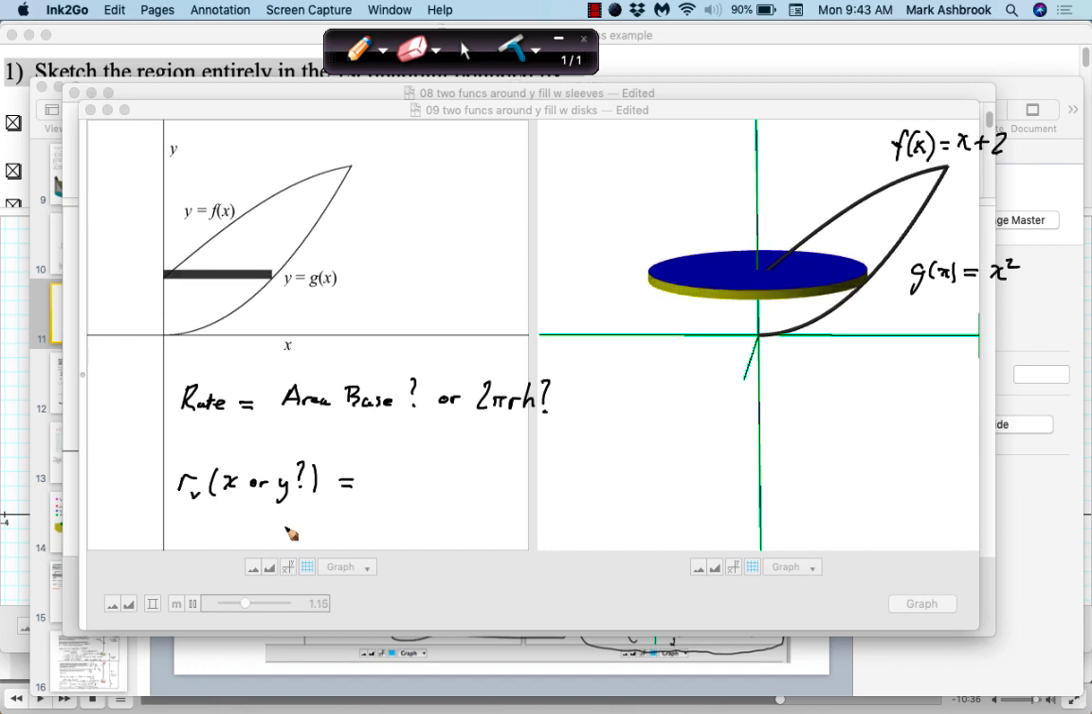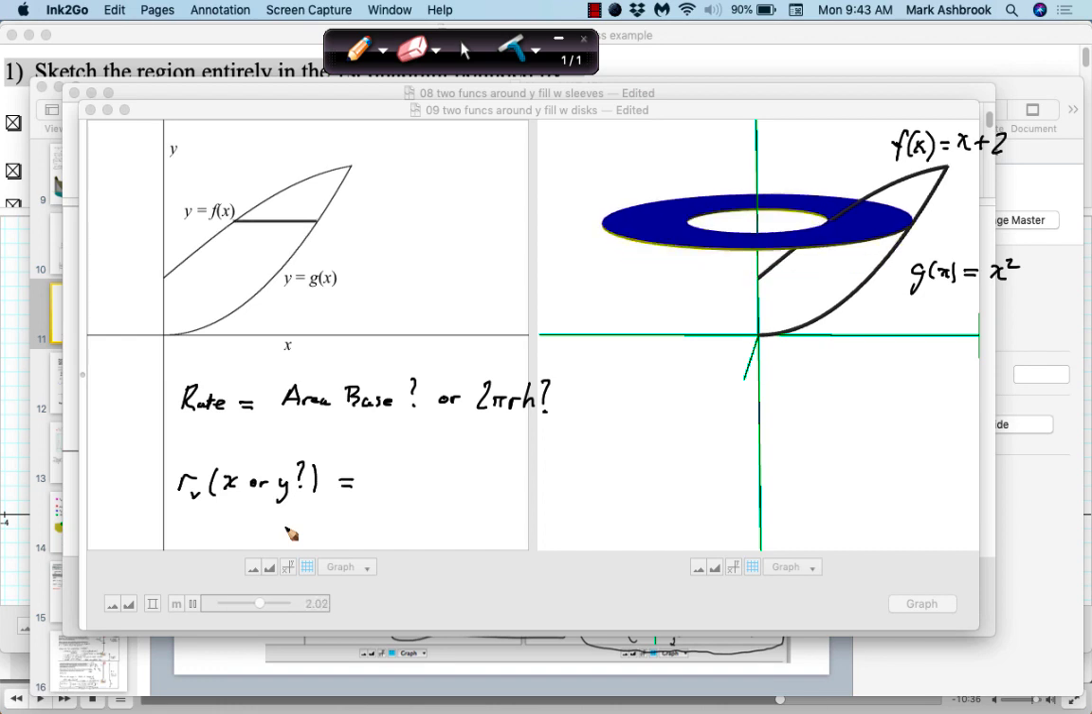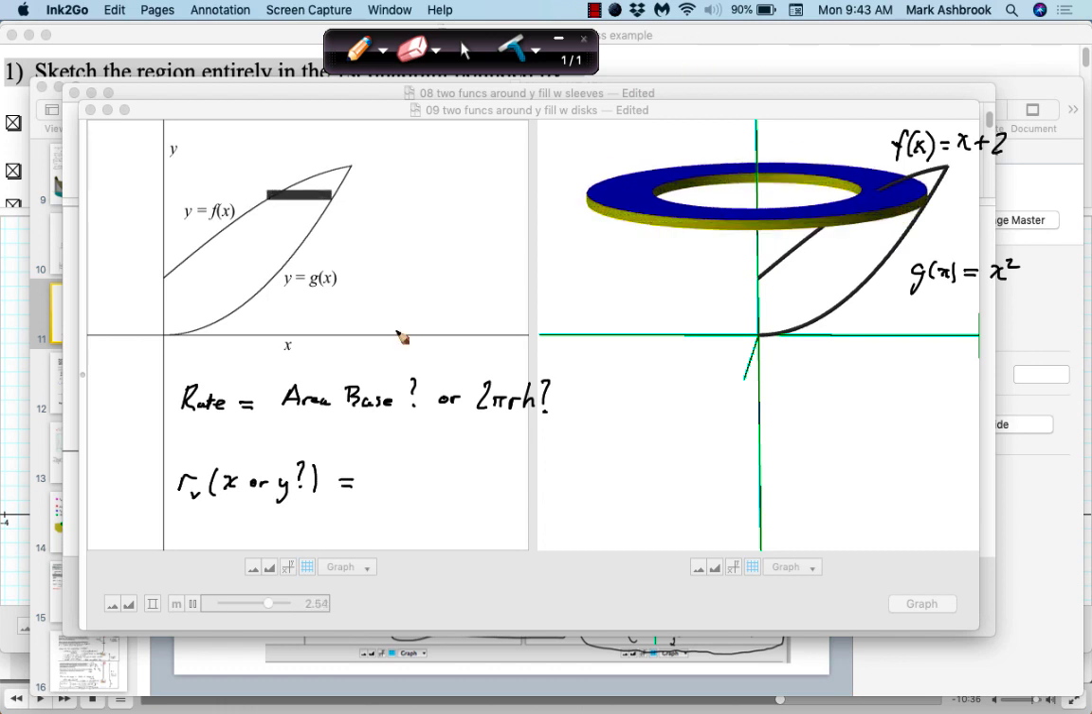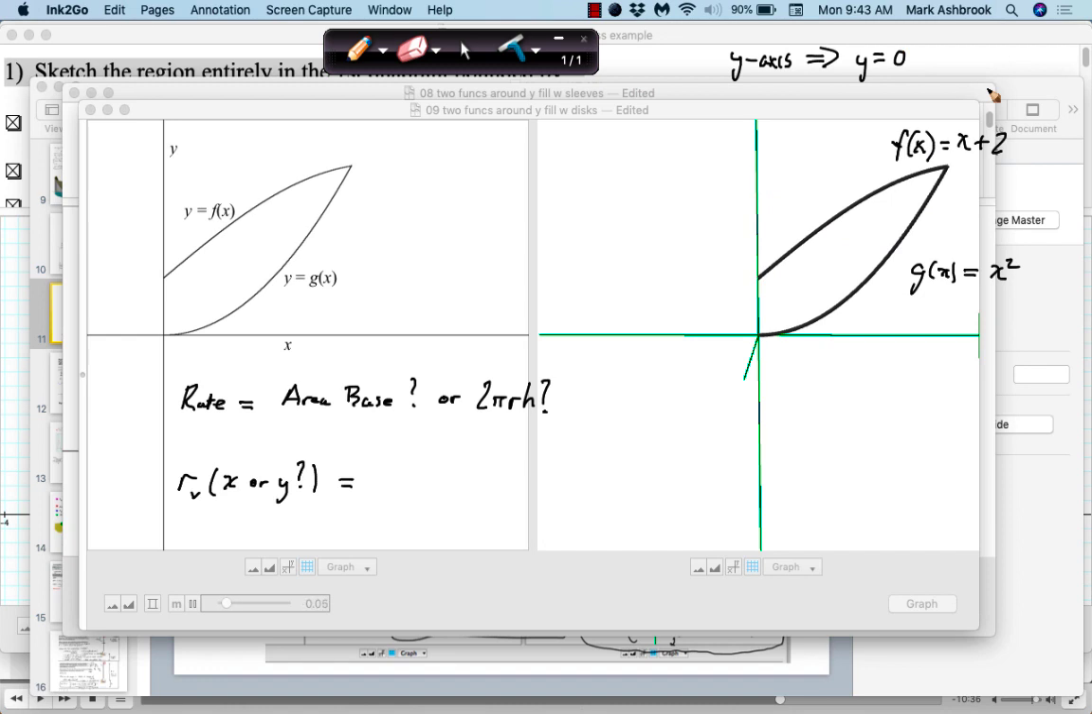What is our axis of rotation? Y-axis. How do we write the y-axis mathematically? Y-axis is the same as? Y equals 0, right? Is that right? X equals 0.